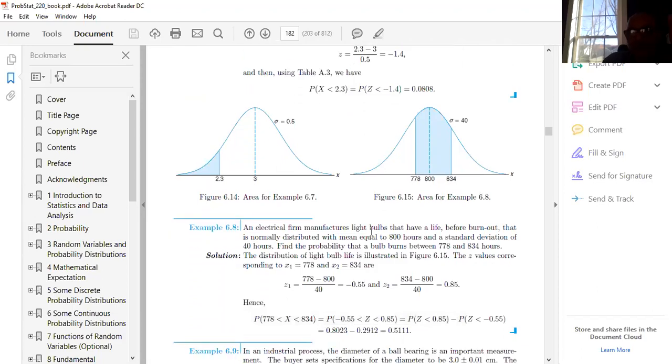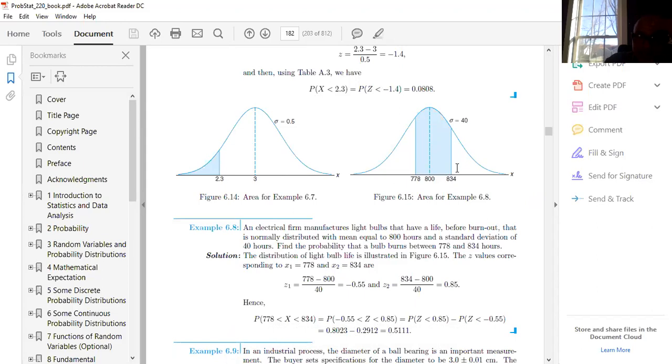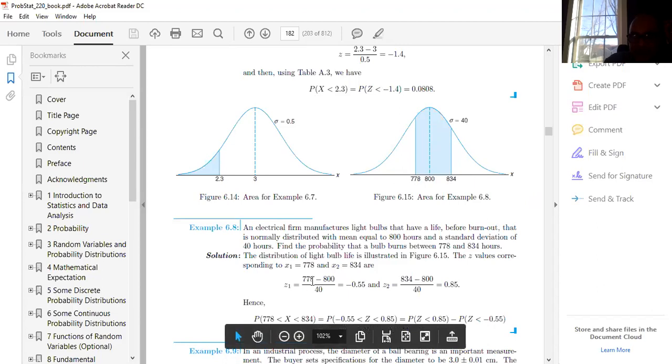Same kind of thing, but now we are going to get x values between 778 and 834, okay? The mean nu is equal to 800, and the standard deviation sigma is equal to 40. Because I have two x values, 778 and 834, whereas earlier I had just one x value, I used z equal to x minus nu over sigma just once. But here I have two x values. That means I'm looking for the area between these two values, so I have to find z1 and z2. So my z1 uses x value 778, and z2 uses the other x value 834. Nu and sigma are the same.